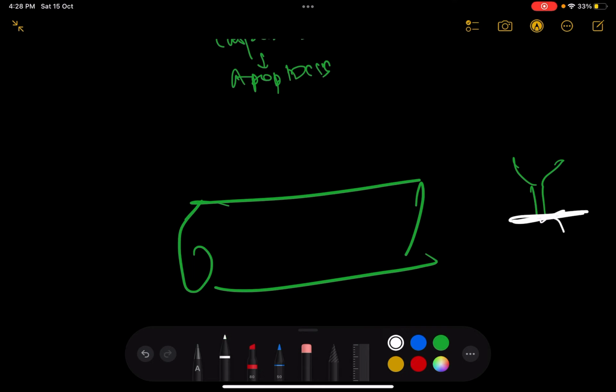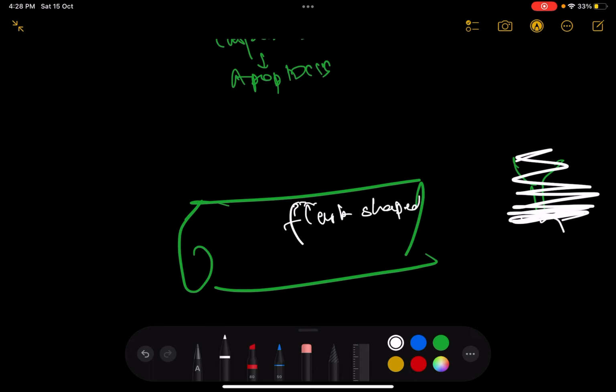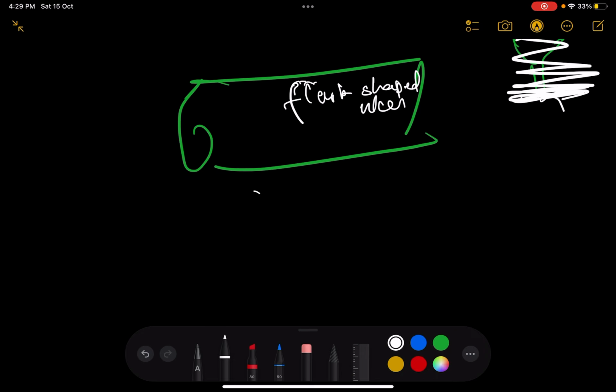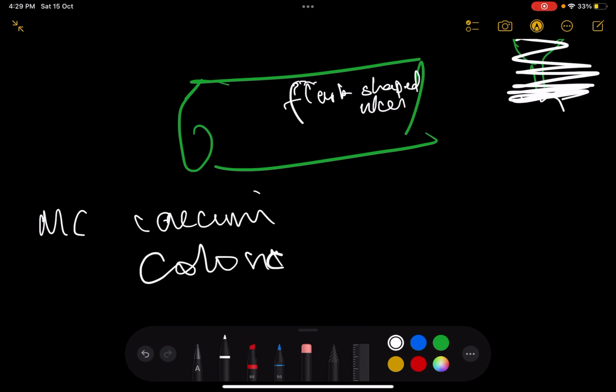How does a flask look? Correct. So it's just in the shape of a flask. So you have flask-shaped ulcers. Let me just write it. Flask-shaped ulcers. And where am I looking at? I'm looking at the colon, obviously. Okay, and the most common site obviously being the cecum. So the most common site is going to be the cecum, and you can also have colonic involvement, and you'll have flask-shaped ulcers.